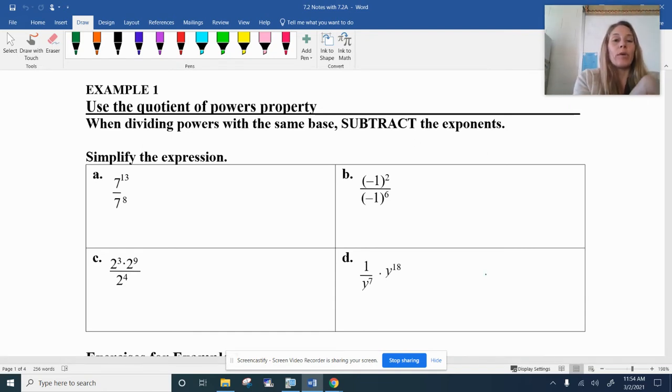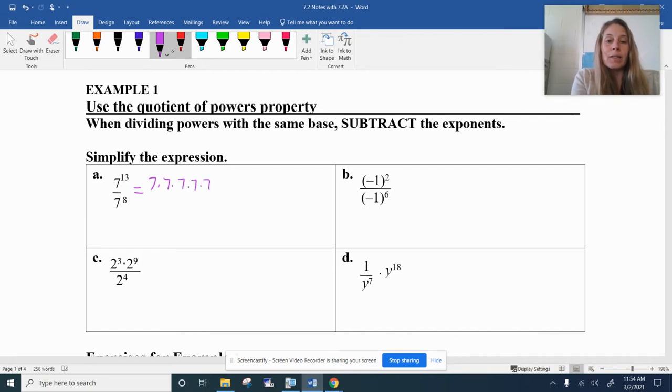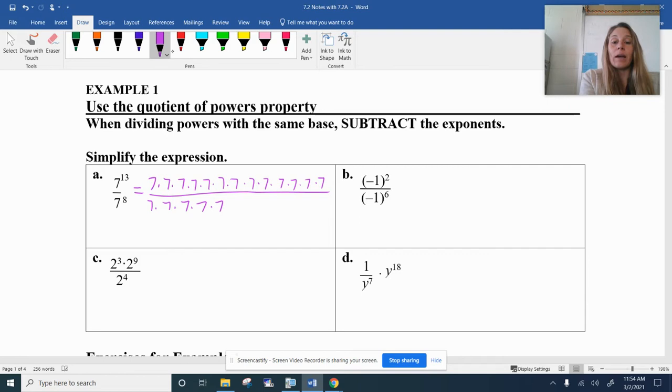For example, if you look at the first problem here, we have 7 to the 13th power over 7 to the 8th. If you think about what this even means, 7 to the 13th power means that you're multiplying 7 by itself 13 times. That would be 13 sevens. That's a lot of sevens. And then 7 to the 8th is multiplying 7 by itself 8 times.